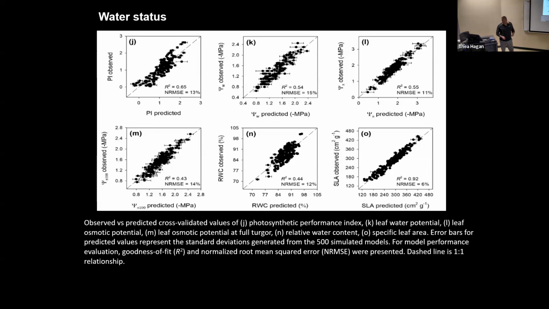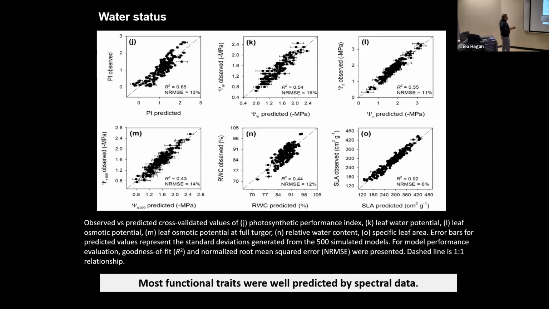So we look at water status. We have things like water potential, osmotic potential at full turgor. All of these have important implications for how plants respond to drought stress, water stress, or flooding, relative water content, leaf thickness, right? Again, if you look at the bottom left to the top right, most of these functional traits were actually well predicted by spectral data.